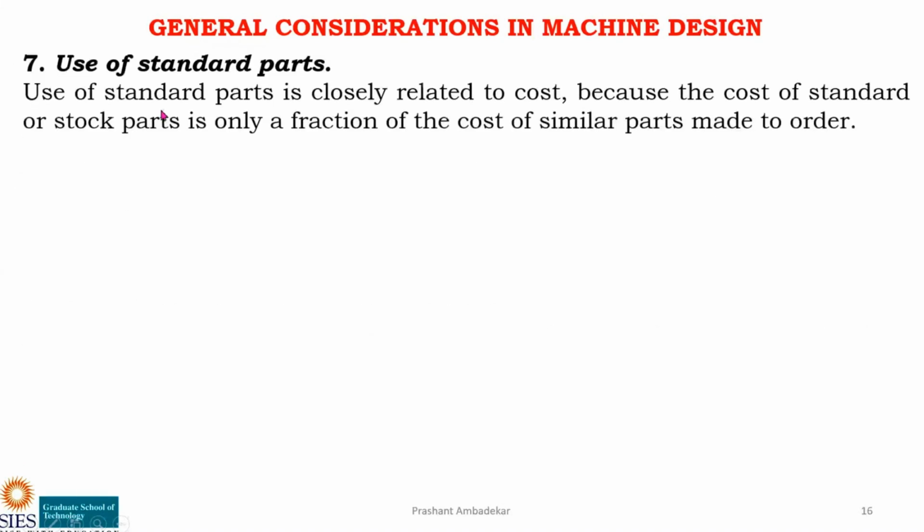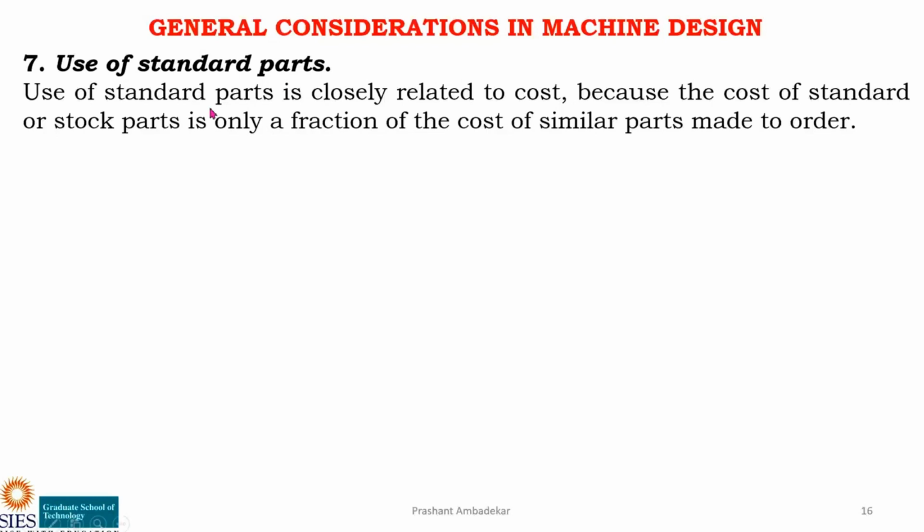Then next is use of standard parts. I have already told you about standard parts. For example, if you are using a shaft, then the shaft is not available in any dimension. Say if you want a 16 mm, 16.5 mm, or 16.7 mm shaft, it will not be available.